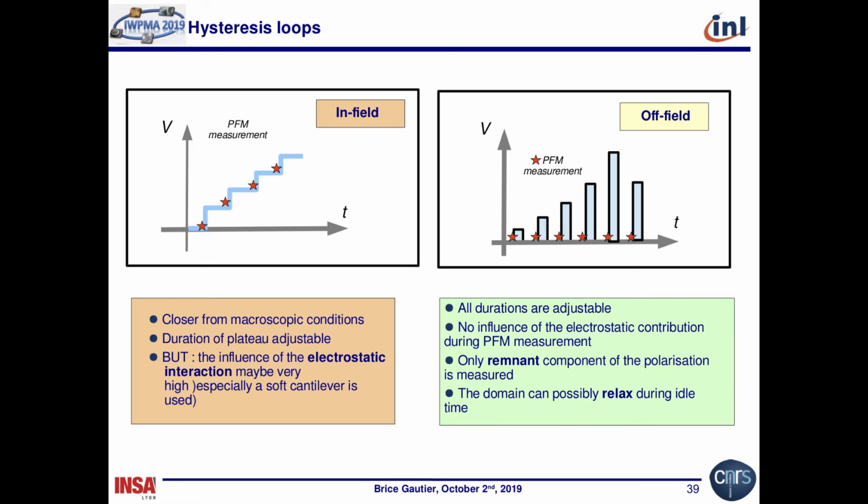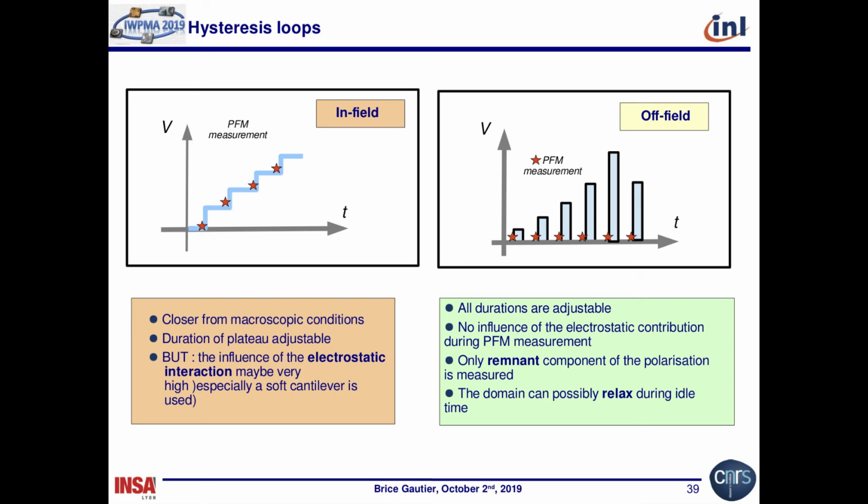Having said that, you have the choice. If you want to record a hysteresis loop, the first idea that you get is to do exactly the same thing as at the macroscopic scale. That means, if you are measuring the hysteresis loops with a Sawyer-Tower setup, you will apply a triangular-shaped voltage. Like this, you increase the voltage and you decrease the voltage and you increase again and you have a loop. You can do exactly the same thing with the AFM. So you impose this voltage there, and at each voltage step, at the end of the voltage step, you measure the PFM signal.